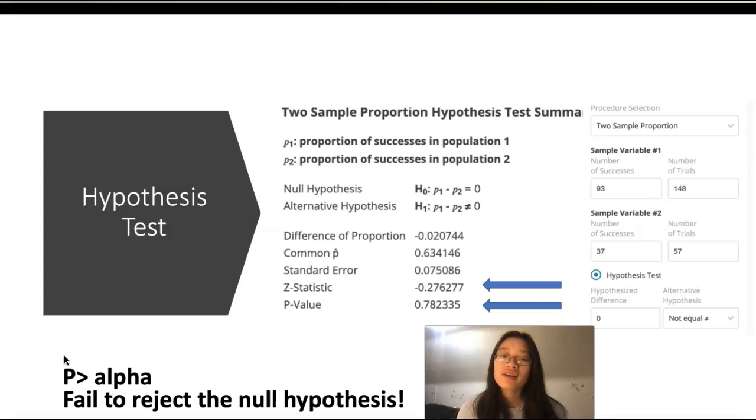The t-statistic turned out to be negative 0.276 and the p-value 0.7823. Since the p-value is greater than the alpha of 0.05, we fail to reject the null hypothesis, meaning that we do not have convincing evidence that there is a difference in the two population proportions. Even though the two sample proportions were different, the difference could have just happened by chance.